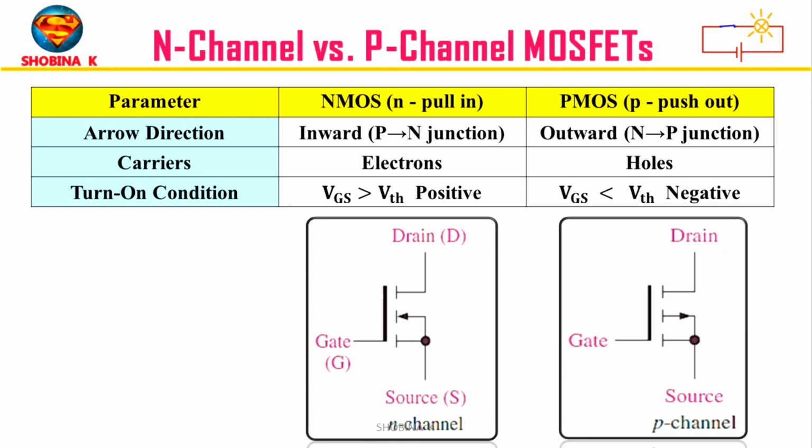In P-channel MOSFET, holes are the main carriers. They are slower than electrons. The MOSFET turns on when the gate voltage is negative. The arrow on the symbol points out, which shows that holes are leaving the channel. So the current is going away from the channel. Think of P for pushes out. So PMOS means pushing out holes. Just look at the arrow direction. Arrow pointing in is N-channel. Arrow pointing out is P-channel.